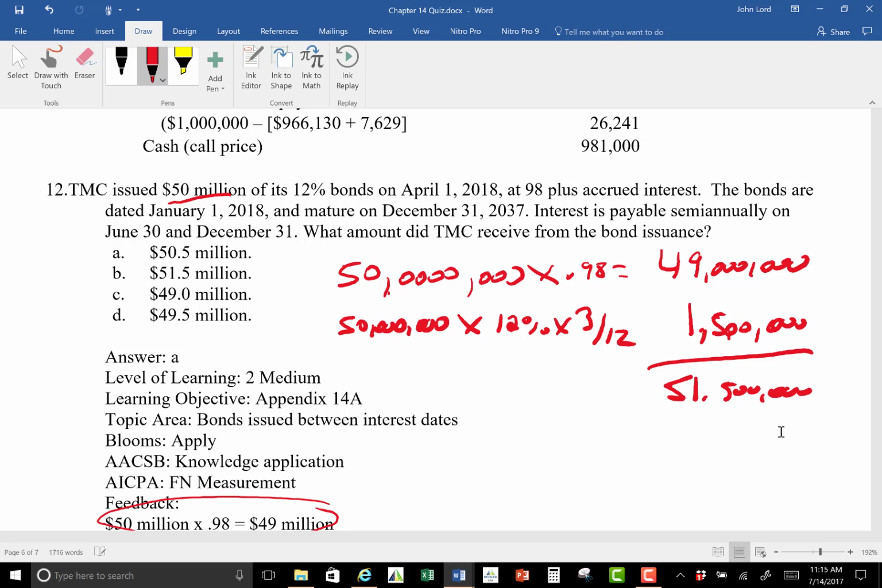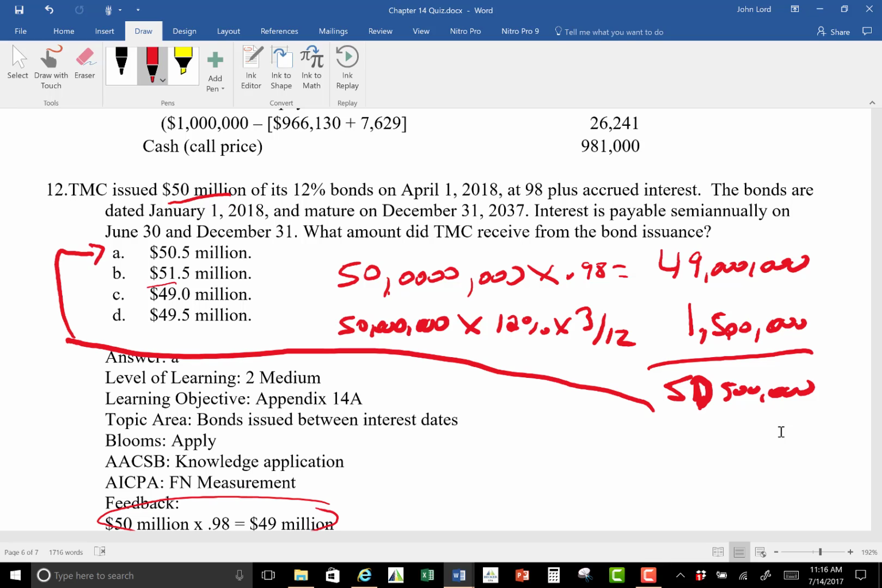So I should be getting what? 51,500,000? Huh? Oh, it's 50. Oh, sorry. 50. Well, that's not very nice of them. I put a number in there that I could have gotten by making a simple adding mistake, but that's all right. 50.5 million. So that's the issue price, which was at 98, plus the accrued interest, right? Question on that?